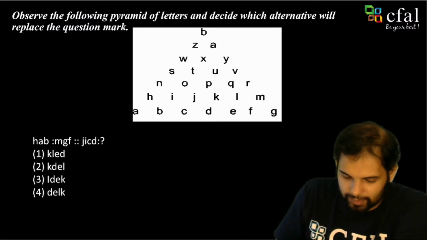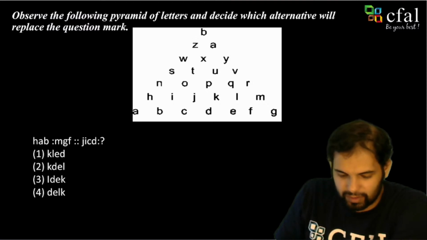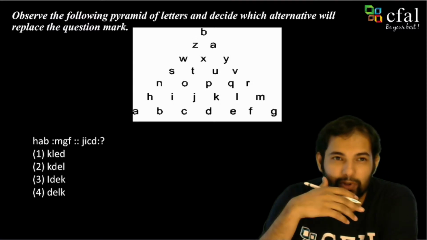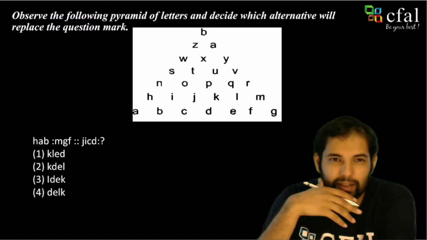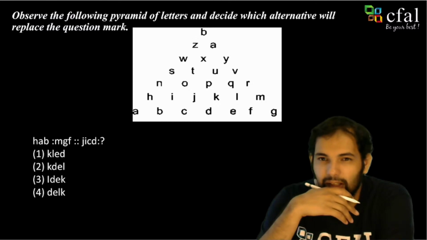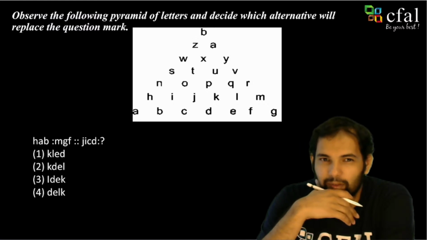A different type again. Observe the pyramid of letters and decide which alternate. Now again it's analysis based on observation. You just have to observe what is given. There's no trick in it, there's no numbers in it. Just see that. So HAB MGF, what is the relation?